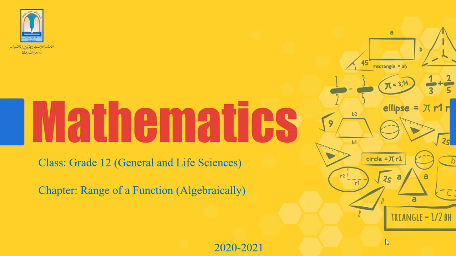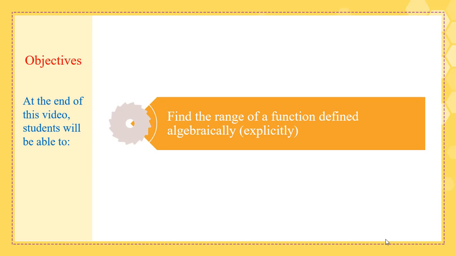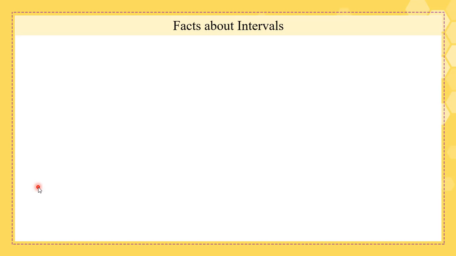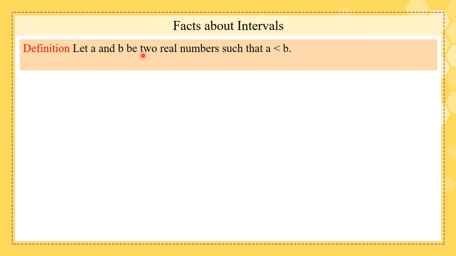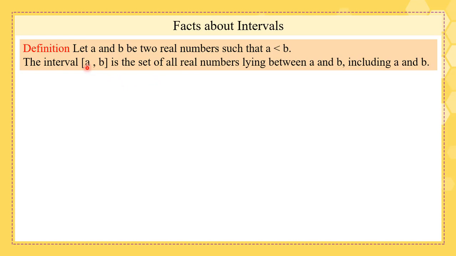Our chapter today is about the range of a function which is defined algebraically. Let's begin with some facts about intervals. A and B are two real numbers such that A is smaller than B. The interval AB is the set of all real numbers lying between A and B, including A and B in this case because the interval is closed at A and closed at B.